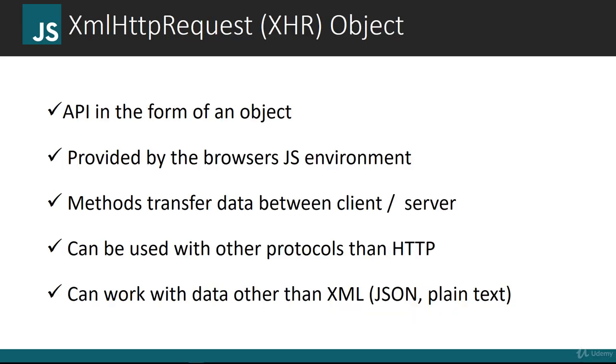All right, so as I mentioned, the XML HTTP object, or the XHR object, is the core technology in Ajax. It's provided by the browser's JavaScript environment, so all browsers have this API. Its methods transfer data between client and server, or browser and server. It can also be used with other protocols other than HTTP, but HTTP is the most common. And like I said, it can work with data other than XML, even though it's called XML HTTP request. We mostly deal with JSON data, but we can also deal with plain text as well.